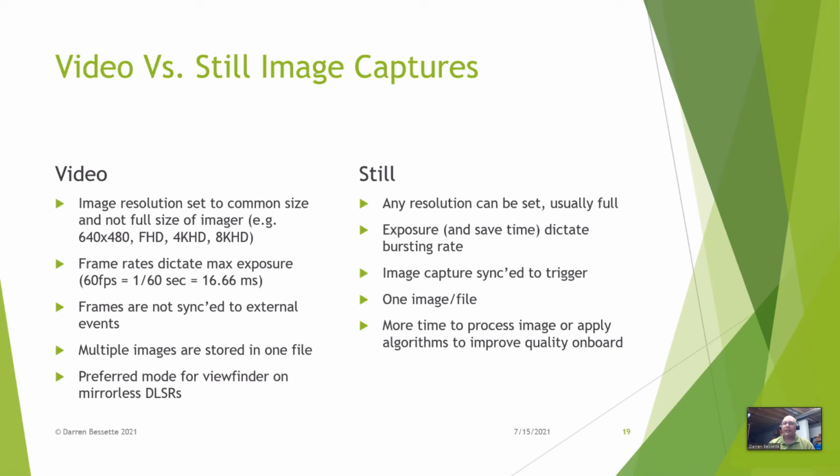When it comes to the still images, the resolution can be set to a much larger field of view. You're able to dictate a lot more of the controls, like the exposure and the bursting rates. The image is often synchronized to a trigger event, usually the button on the top. There's only one image in a file, and it takes a lot more time to process that image, because it takes the image and applies all of the algorithms to improve the quality, and it's all done typically on board the camera.